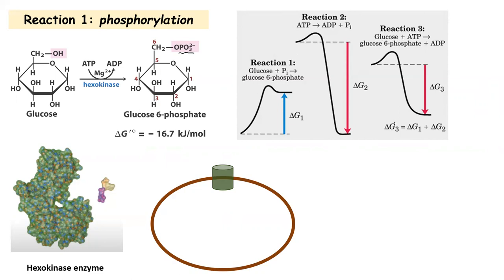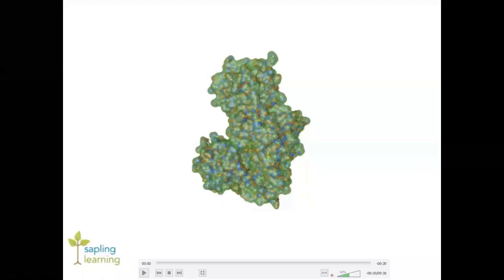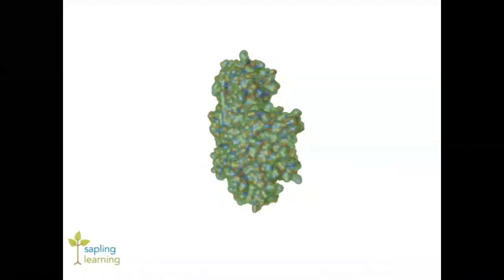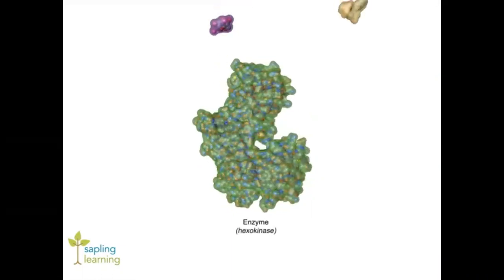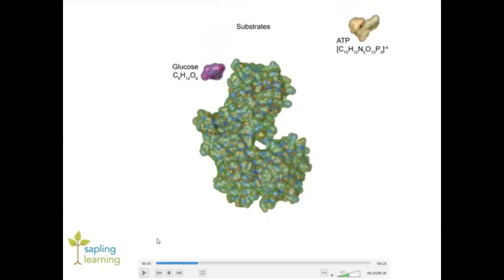I'm going to show you a little video of the hexokinase enzyme and its activity. So hopefully that will help you review how enzymes work. And now this is the specific case with this chemical reaction. So this is the enzyme hexokinase. Here we see the substrates, glucose and ATP. And so glucose and ATP are going to join at the active site of the enzyme, and a phosphate is going to be transferred to glucose.